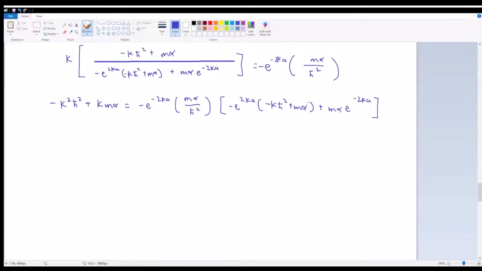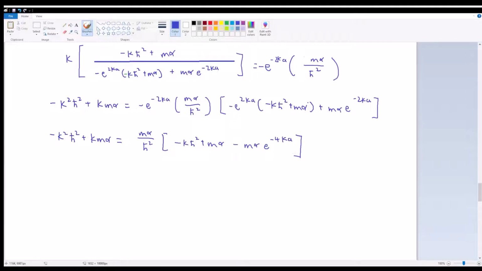From here, let's distribute in the negative e to the negative 2ka, so negative k squared h bar squared plus km alpha is going to equal m alpha over h bar squared multiplied by, so these two make 1, so negative k h bar squared plus m alpha, and then subtracted by m alpha e to the negative 4ka.